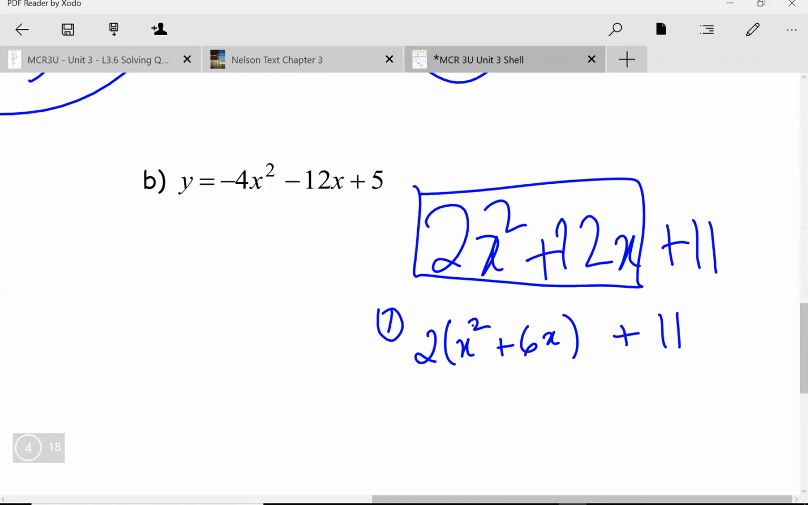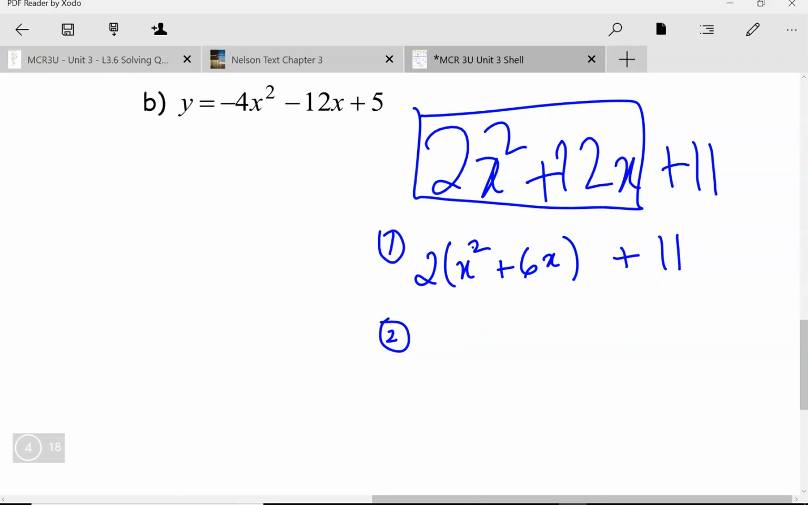That's step number 1. Step number 2, find your h, or your magic number, as they say. You're going to take whatever number you have here, which is plus 6. You're going to divide it by 2, and you're going to take the square of that.